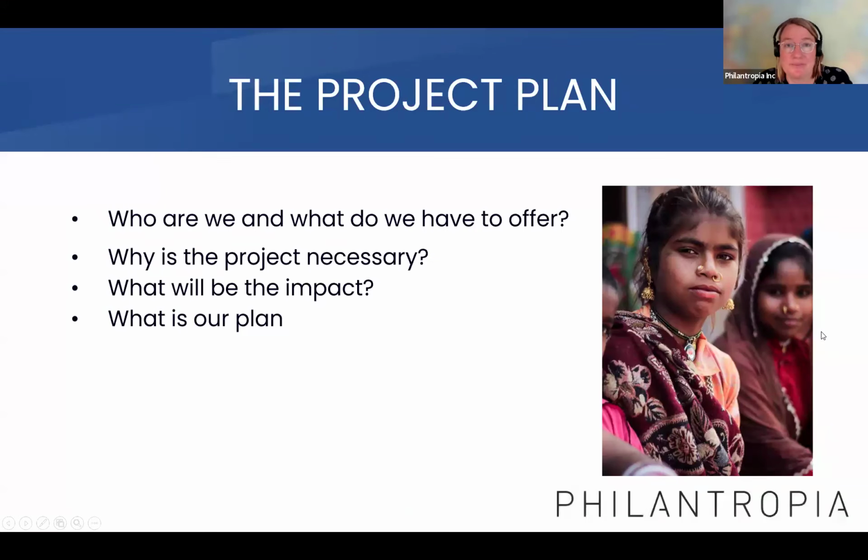So the project plan basically covers 4 questions, and we'll look at all of them in detail. The first question is, who are we and what do we have to offer? Kind of giving some background to the project plan. The second part talks about, why is the project necessary? What is the issue? What's the problem that you want to solve, that the communities need to solve, that you need to work on to get some progress?